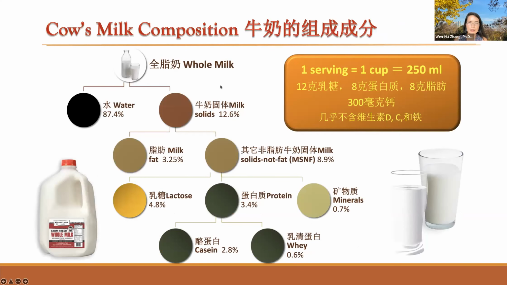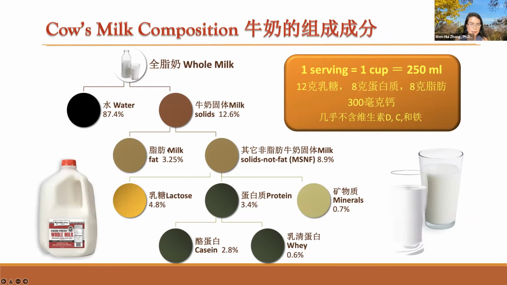So that's the cow's milk composition. For the whole milk, it's like 87.4% water, and then 12.6% milk solids.